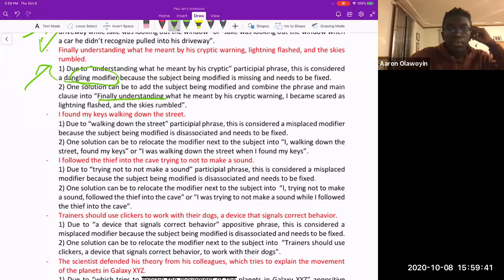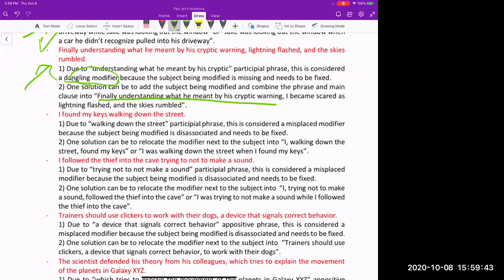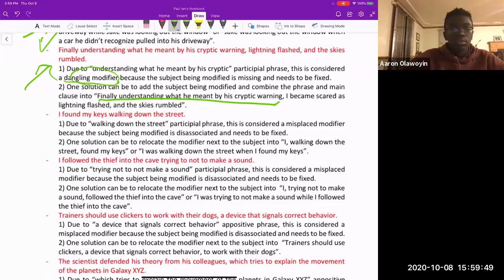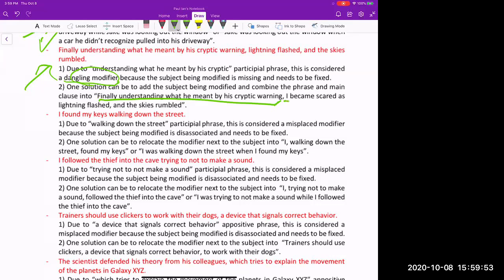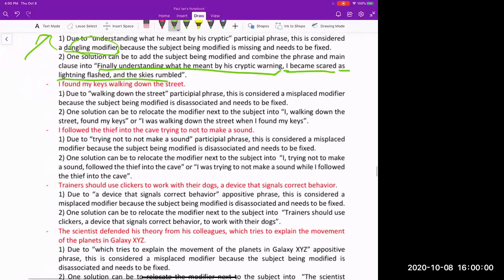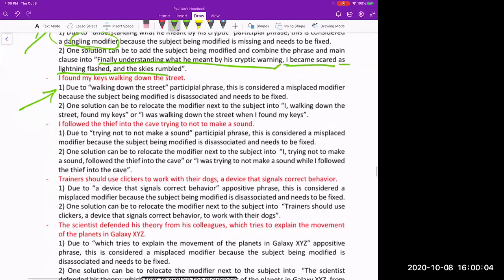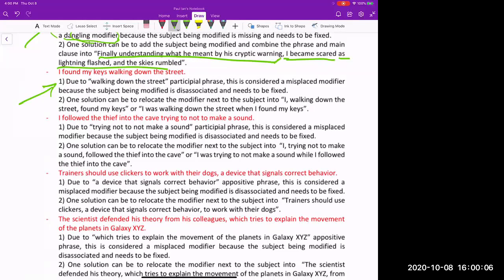So you look at this one: finally understanding what he meant. Finally understanding what he meant sounds like it's going to be I. It's something about a person, like he understood it. So I would put, I became scared, and then put everything else in there. And the other thing is, let me think. Okay, let's look at this guy and then let's see how you correct it. I'll talk about that after you correct.